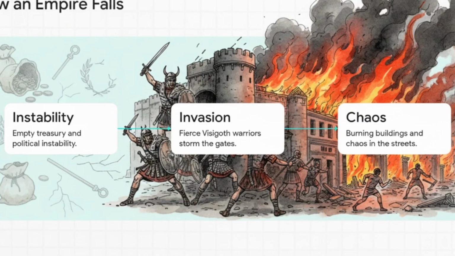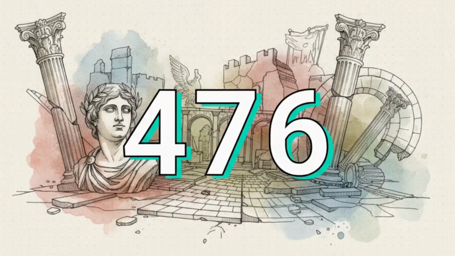Because empires rarely fall overnight, right? They kind of rot from within before they're ever conquered from without. First comes that internal instability and financial ruin, which leaves the core totally vulnerable. Then the external threat strikes, like those Visigoth warriors who eventually stormed Rome's weakened gates. That led to just utter chaos, desperate defenses, and literal fire in the streets. Which brings us right to 476 AD. That is the year that marks the definitive, tragic collapse of the Western Roman Empire.